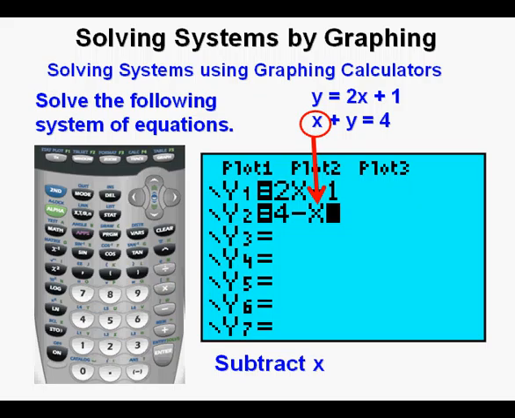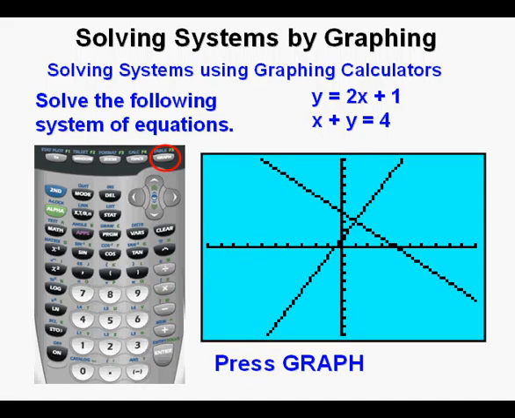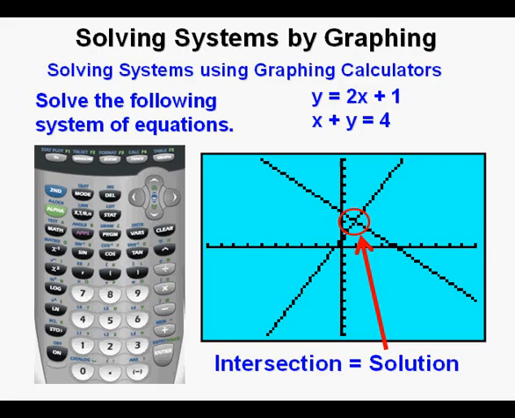Next we graph by pressing the graph key at the upper right of the keypad. If the view screen window is messed up, press zoom then 6 to get a standard window. Here is the intersection or solution. If we see it like we do here on the view screen, it's easy to evaluate.